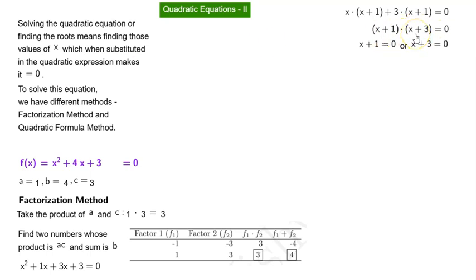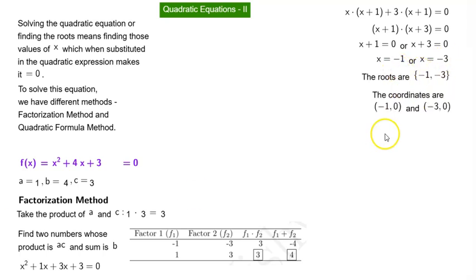Two factors will multiply and give us 0 if one of them is 0. So that means x plus 1 equal to 0 or x plus 3 equal to 0, which means x is equal to minus 1 or x is equal to minus 3. So therefore, the roots are minus 1 and minus 3. So the coordinates are minus 1 comma 0 and minus 3 comma 0.